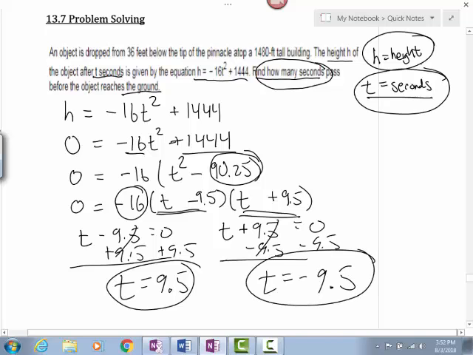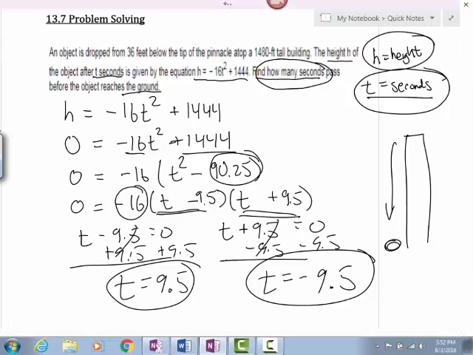Remember what t stands for? t stands for the time in seconds. So we have some sort of object, right? Here's a building. We're dropping that object down. We want to know how long it's going to take for it to hit the ground. Okay. Well, let's think about which one of these two numbers makes sense. Would it make sense that it's going to take 9.5 seconds for it to hit the ground? Or would it take negative 9.5 seconds to hit the ground? That doesn't make sense. We don't do negative time, right?